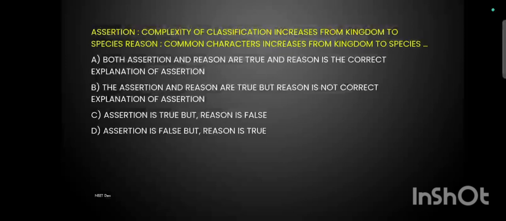Next question shows assertion and reason. Assertion is complexity of classification increases from kingdom to species. The reason is common characters increases from kingdom to species. The options given are A, both assertion and reason are true, and reason is the correct explanation of assertion. B, the assertion and reason are true, but reason is not correct explanation of assertion. C, assertion is true, but reason is false. And D, assertion is false, but reason is true. The option is B, that is assertion and reason are true, but reason is not correct explanation of assertion.